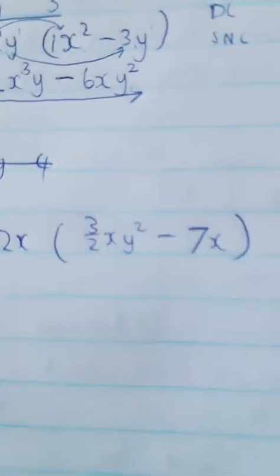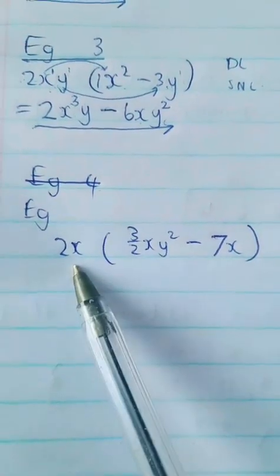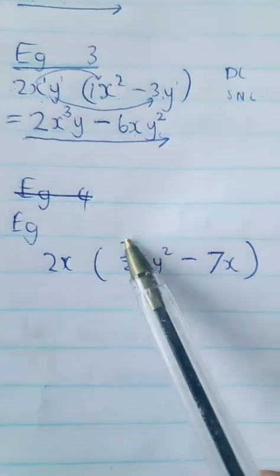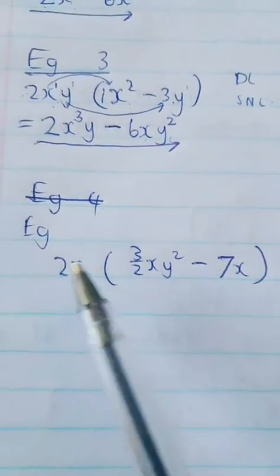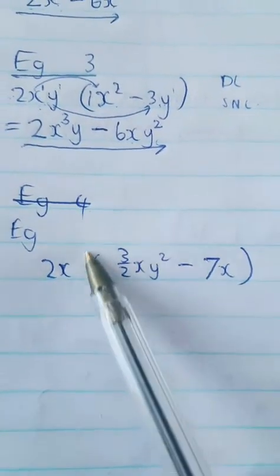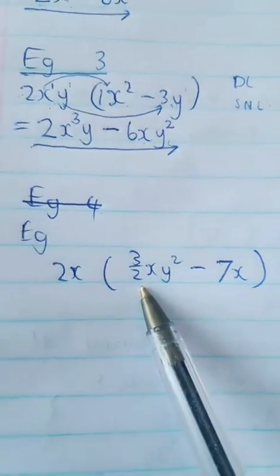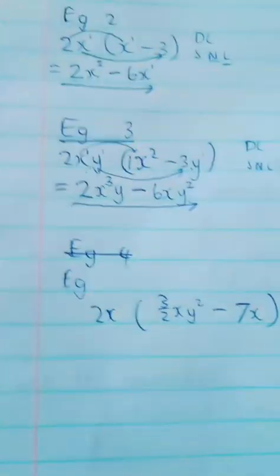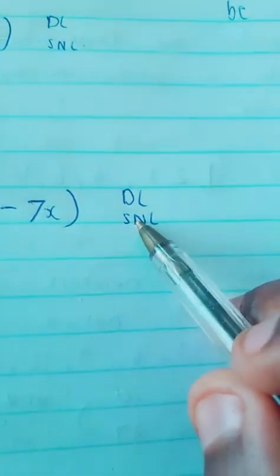Okay, let's look at this one, guys. We have 2x monomial by 3 over 2xy squared minus 7x. So this is also a monomial by a binomial. But look at this first term. It's a fraction. Unlike the first 2-3 examples that we did, there were no fractions. But all of a sudden now we have a fraction. Okay, nothing to it. We still have monomial by binomial, so we are going to apply the distributive law using S and L.